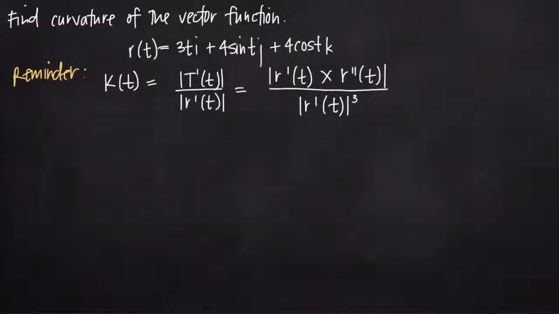Today we're going to be talking about how to find curvature of a vector function, and in this particular problem we've been given the vector function r of t is equal to 3t times i plus 4 sine t times j plus 4 cosine of t times k. So that's our vector function. We need to find curvature.